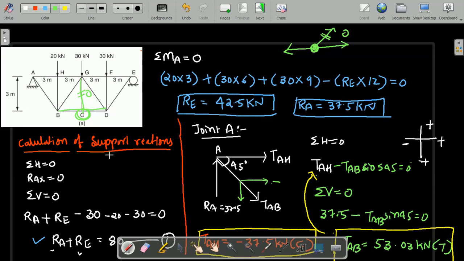So till now we have calculated the member forces up to the joint C. We are having the remaining members also. We can find out the value of the axial forces acting on the different members. So we need to calculate. So let us continue that in the next class.